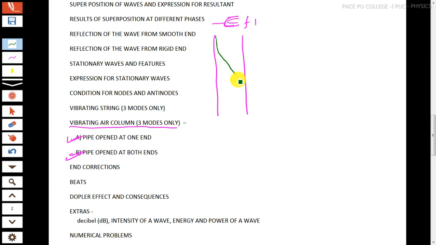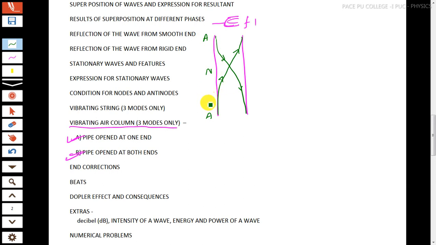This is the incident wave, and then the wave will reflect at the open end, and it goes back. Here is an antinode, and here in the middle is a node, and again at the open end at the top we are having an antinode.